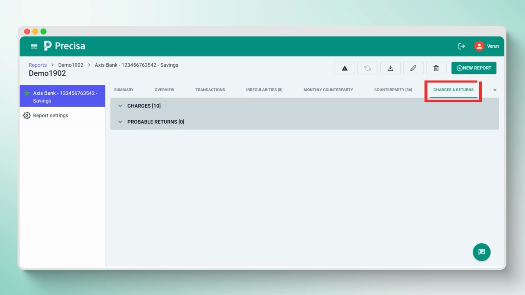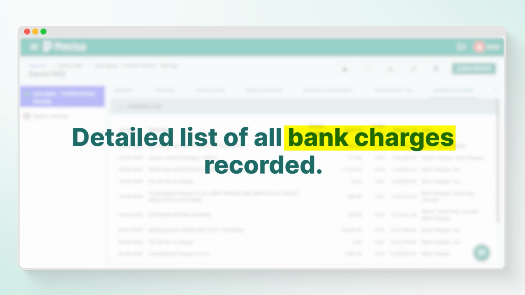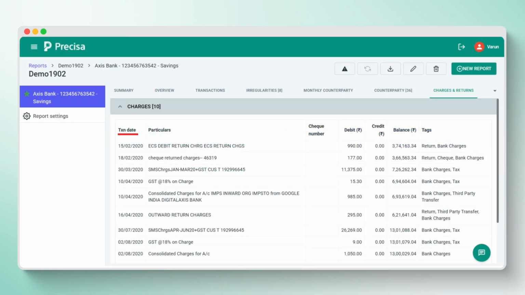The Charges and Returns tab is divided into 2 sections, Charges and Probable Returns. Expanding the Charges section provides a detailed list of all bank charges recorded, including the transaction date, particulars, debit amount, and tags for easy identification.